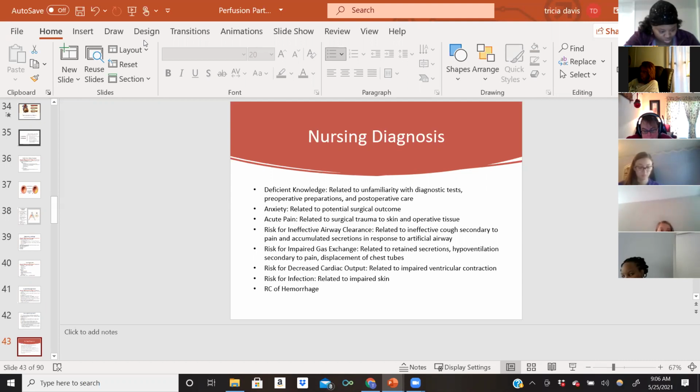Risk for ineffective airway clearance related to ineffective cough secondary to pain and those accumulated secretions in response to an artificial airway that we put in for some of these tests that we do. They're at risk for impaired gas exchange related to retained secretions, hypoventilation secondary to pain, and displacement of certain chest tubes that they might have. They're at risk for decreased cardiac output related to impaired ventricular contraction, risk for infection related to impaired skin, and then always at a risk for hemorrhage after they've had those procedures.